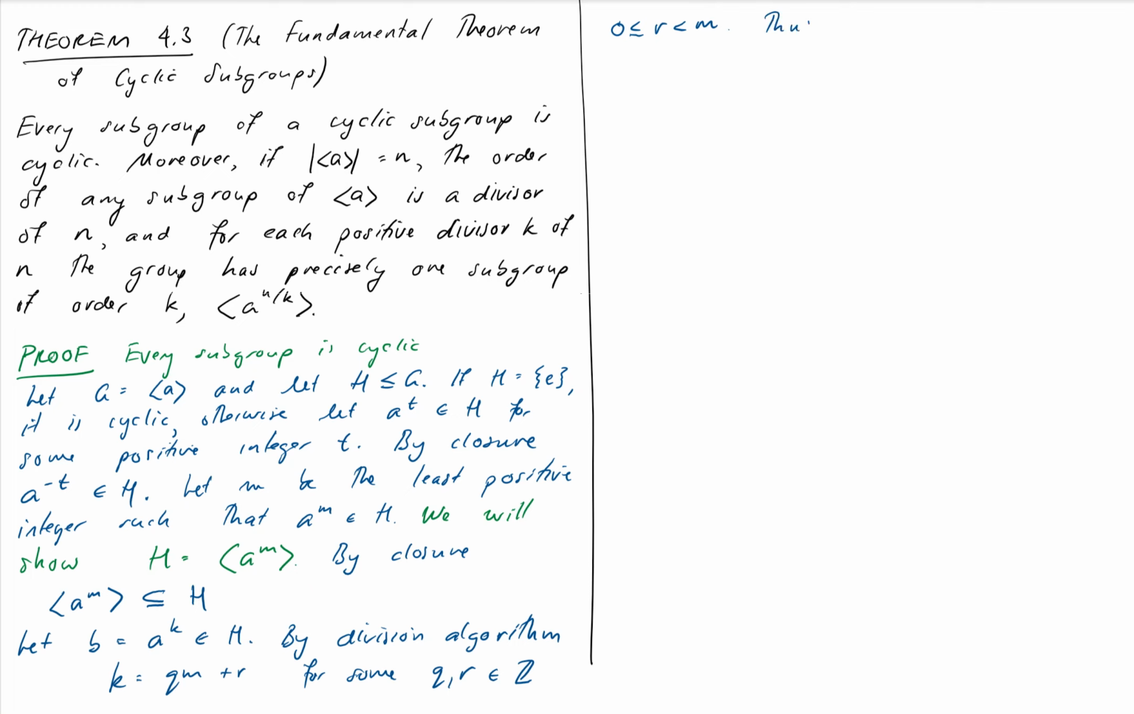Thus, b equals a^(qm+r) equals a^(qm) a^r, which implies that a^r equals a^(-qm) times b.